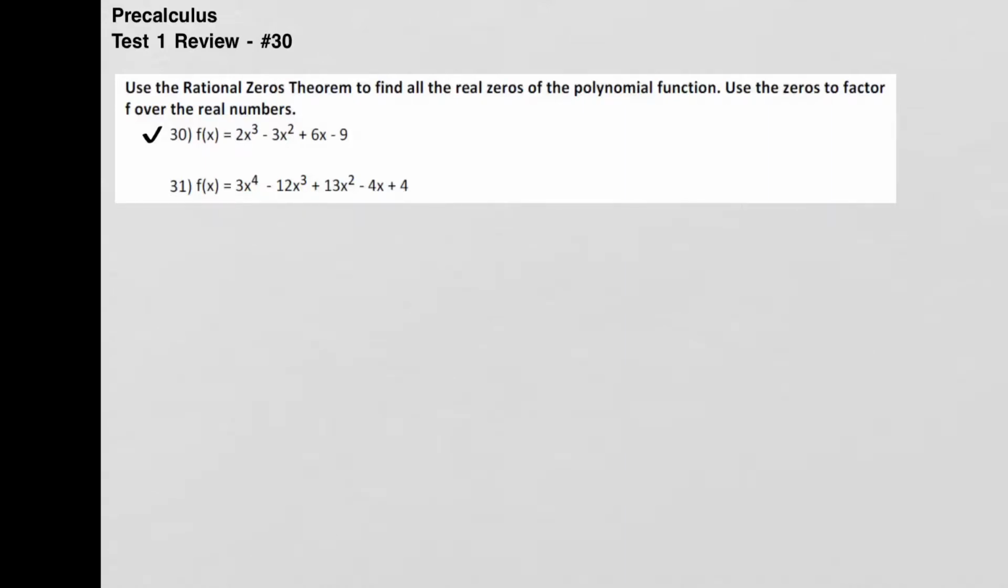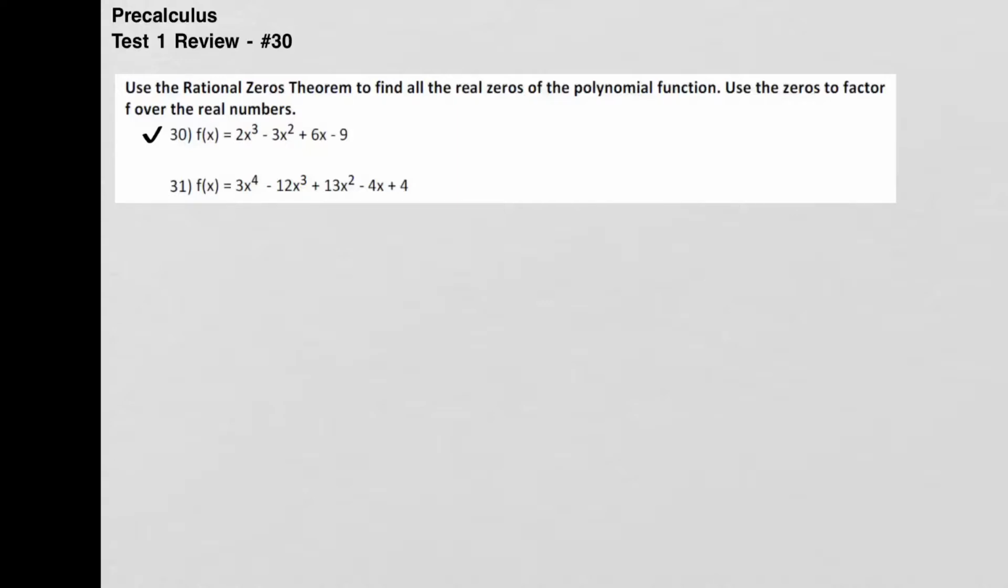In this video, I'll talk about how to use the rational zeros theorem to help find the real zeros of a polynomial function and then to factor that function over the set of real numbers. In number 30, f of x equals 2x cubed minus 3x squared plus 6x minus 9. So the first thing I'm going to do is use the rational zeros theorem to get an idea of what the possible rational zeros are.